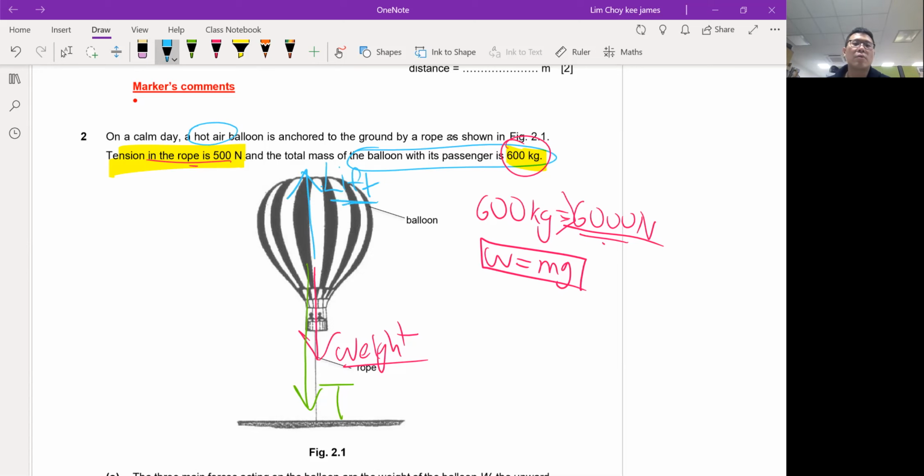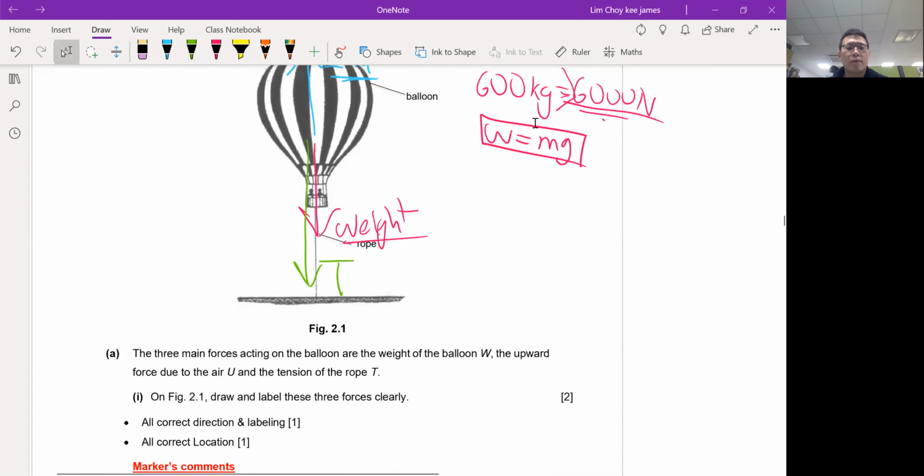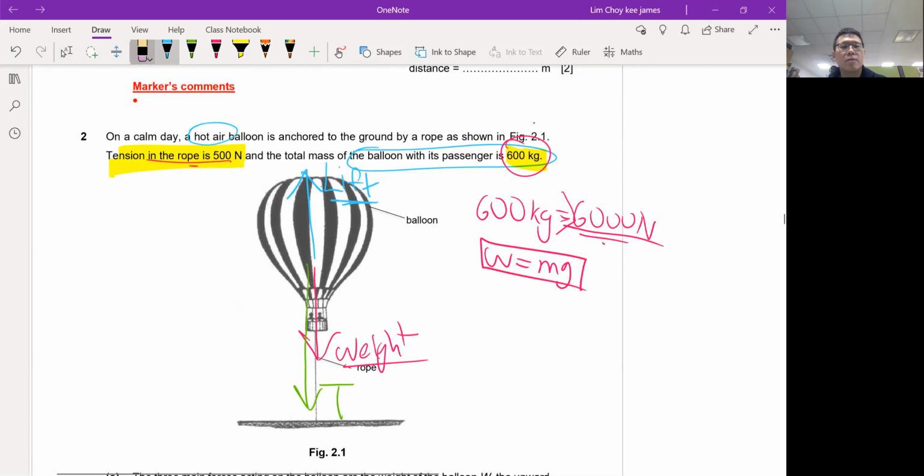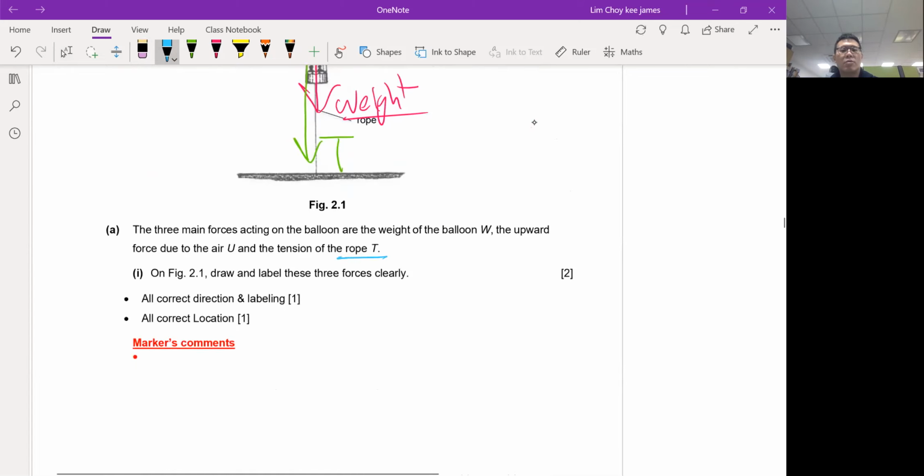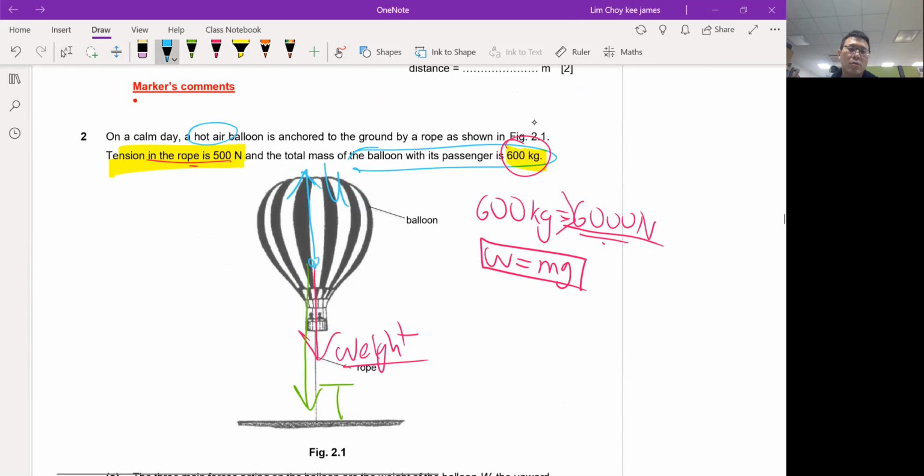If you look at the forces, upward force, that's the wrong symbol. Based on the question, this is U. So the question will be like this: I will have tension, U, followed by weight. So it'll be in these three directions. Your weight is down, your tension is down, and your upward force is due to the upthrust by the hot air.